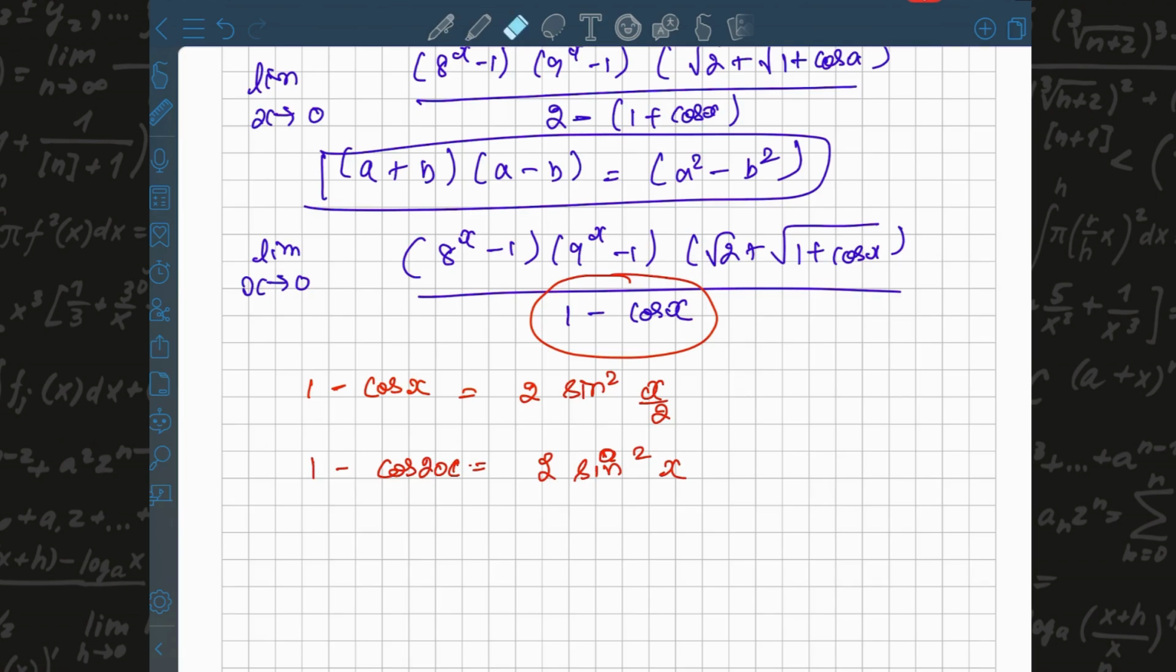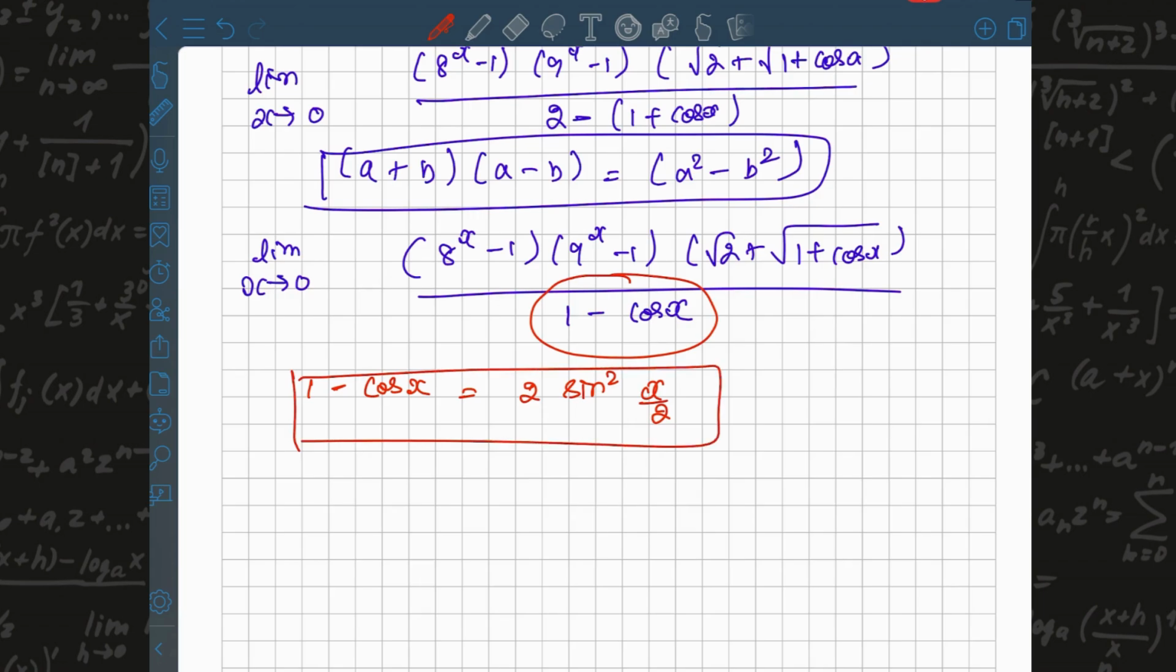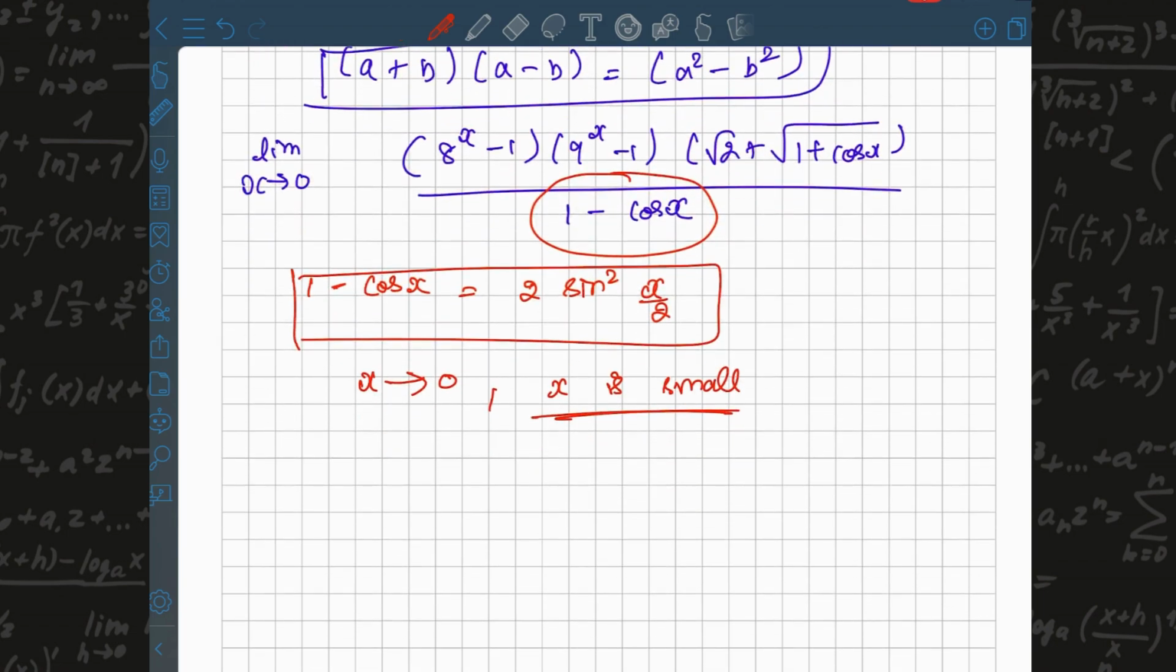Okay, so for my easier understanding, I am writing like this. Where is this x going? It is tending towards 0, right? So the x value is very small. x is small. If x is small, then we can write 2 sine square x by 2 as 2x by 2 to the whole square.